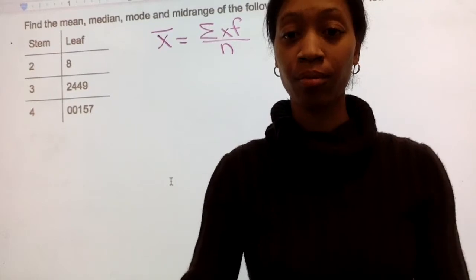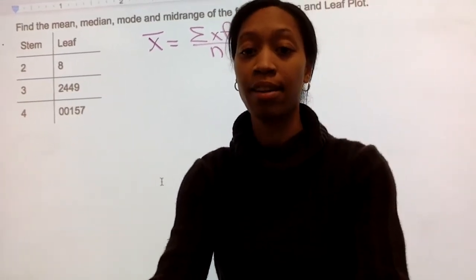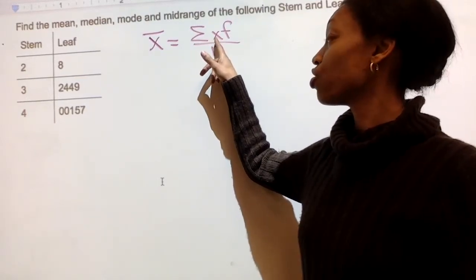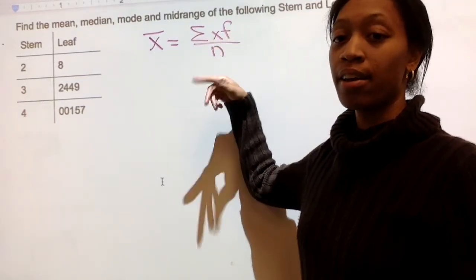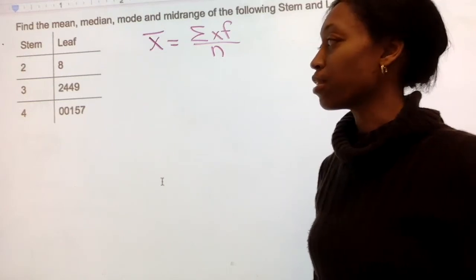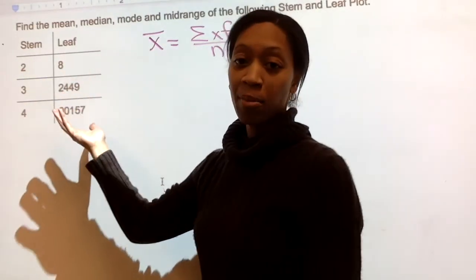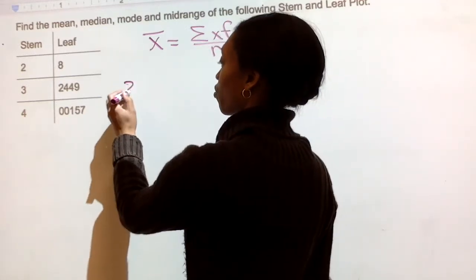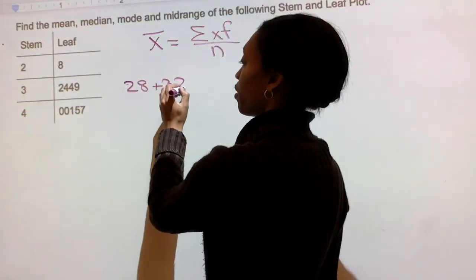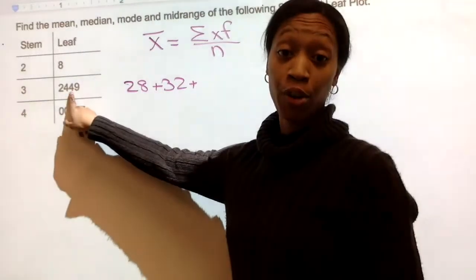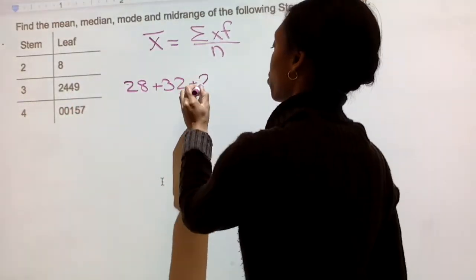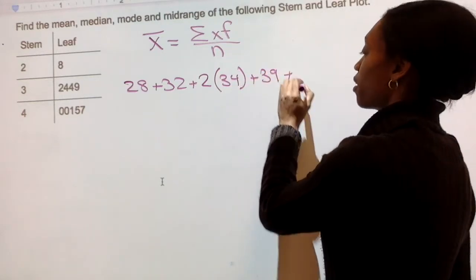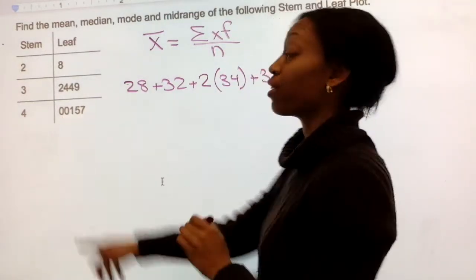All right, so let's see if we can find the mean first. To find the mean, I need to add each value times its frequency, and then divide by the total number of things. It looks like I don't really have many repeats here, so I'm just going to have to add them all up. I've got 28, 32. Looks like I have two 34s, so I'm just going to go 2 times 34, 39. Again, I have two 40s right here.